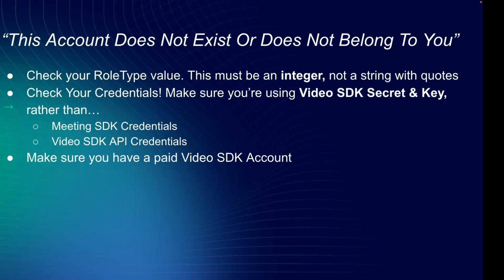If you're unfamiliar with what I mean by role type, when you are generating your JWT for the video SDK, you need to pass in a payload. And one of the values taken in the payload is going to be your role type. Now, 1 signifies you're joining as a host. 0 signifies that you are joining as a participant, but you need to check that value because whether it's 1 or 0, it needs to be passed in as an integer, not a string. So make sure that it's not wrapped with quotes.